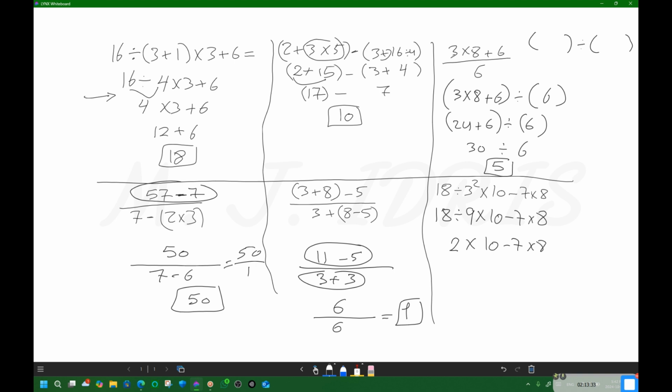After that, I have multiplication here, subtraction, and multiplication. Subtraction is the weakest, the lowest priority, so I'm not going to look at it. I'm going to solve this multiplication first, because it comes first. 2 times 10, that's 20, minus 7 times 8. Now, this multiplication, 20 minus 56. 20 minus 56 will give me negative 36. And this should be the answer.